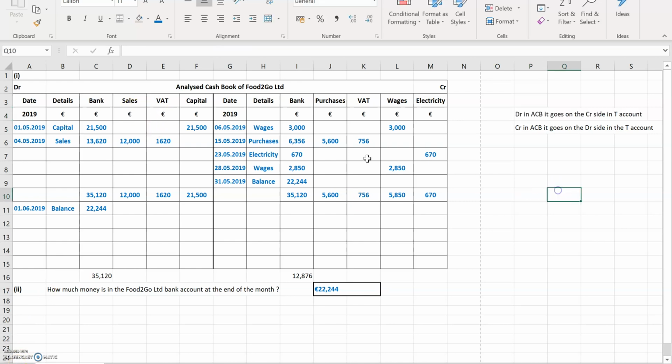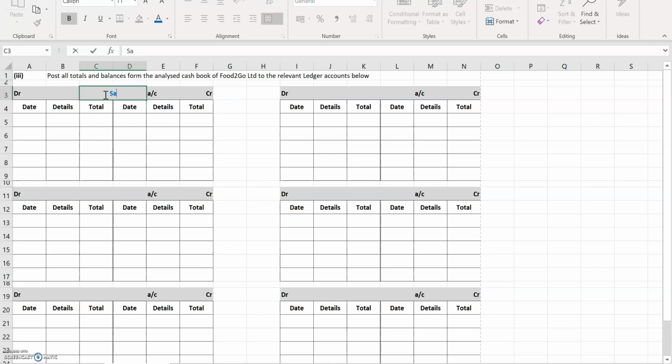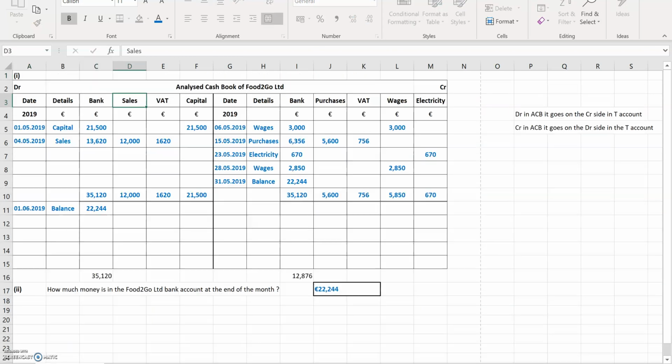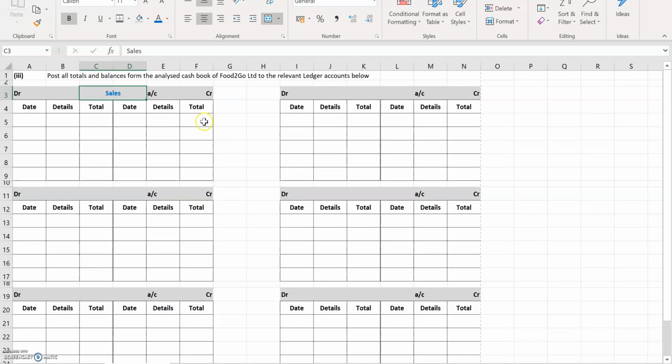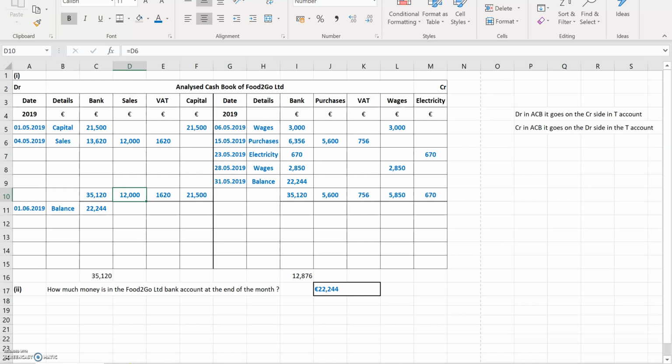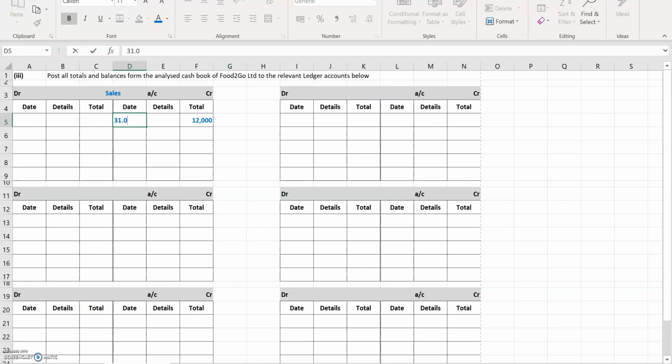So the first one we have is sales. You're going to go to the ledger. The account is going to be called sales. Our sales total in the analyzed cash book is on the debit side, so it goes on the credit side in the T account. So this 12,000 is going to go to your total of 12,000. Your date is going to be the end of the month, so it's the 31st of the 5th, 19. And where is it coming from? It's coming from our analyzed cash book. And that's all we do for the first one.